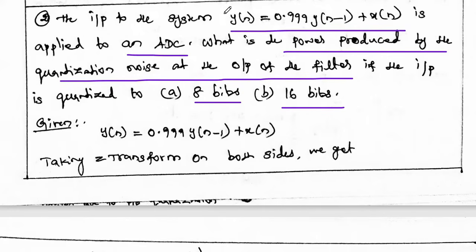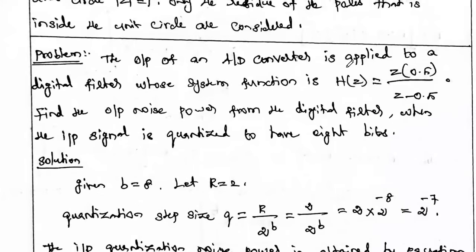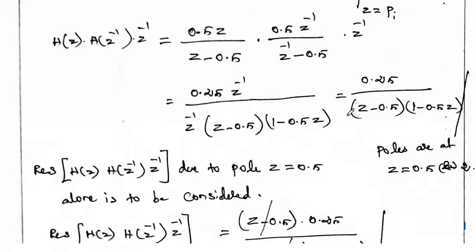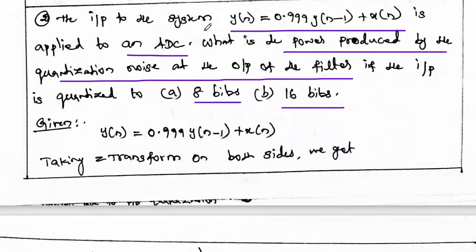So here the digital filter transfer function is not given. Okay, so in previous problem, in the problem itself, directly the H of z, the transfer function of the digital filter, is given along with the quantization bits. But here the H of z is not given directly. Instead of H of z, the digital system equation is given, that system equation in time domain. So from this time domain equation, you just apply z transform and calculate the H of z.